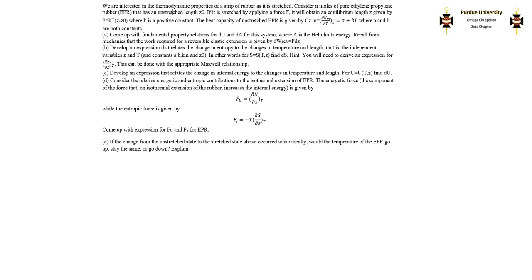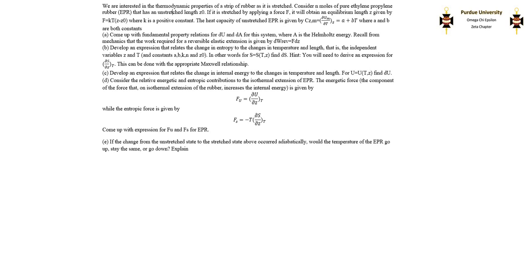Let's go through this example problem where we apply the relations between thermodynamic properties to a strip of stretching rubber. The problem statement says that we're interested in the thermodynamic properties of a strip of rubber as it's stretched. Consider n moles of pure ethylene propylene rubber that has an unstretched length z0. If it is stretched by applying a force F, it will obtain an equilibrium length z given by the expression shown, where K is a positive constant.